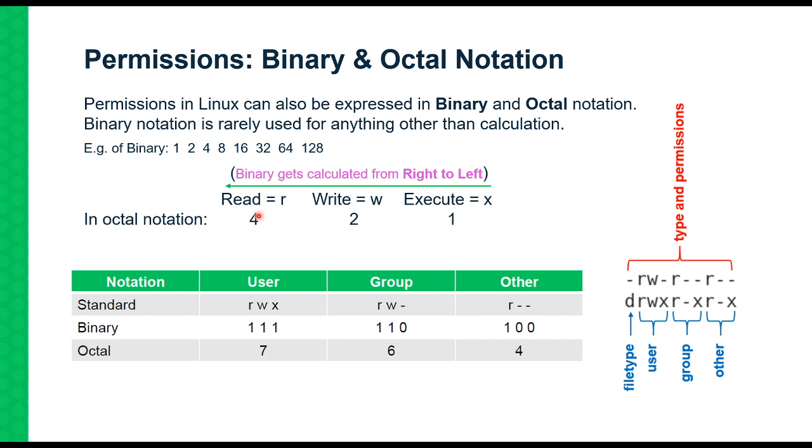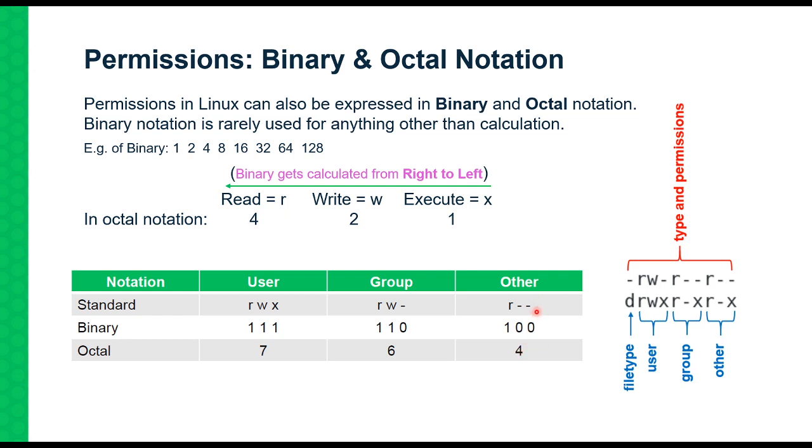So read is always 4, write is 2, and execute is 1, but there's nothing in there, so that will give us a 0 to calculate. So we will only calculate the 4 plus 2 to give us the total of 6. If we only wanted to define a read permission, we would use the octal of only 4. Should we only wish to give an execute permission, the octal will be 1.